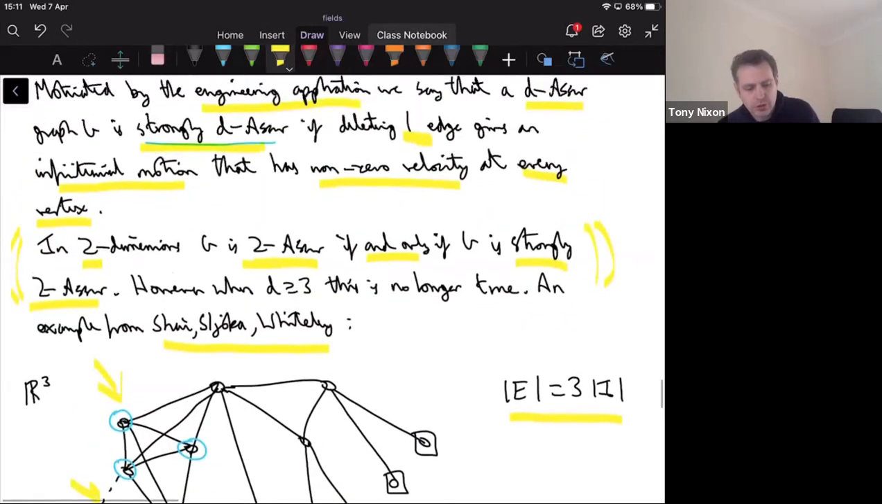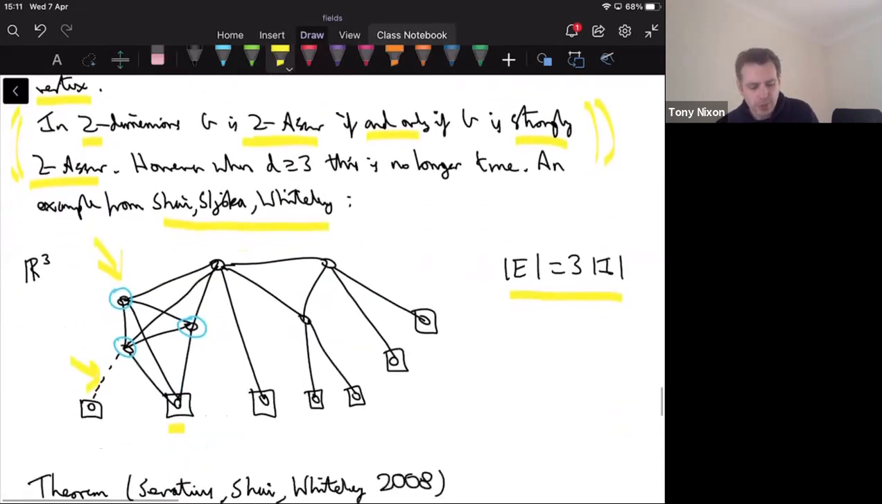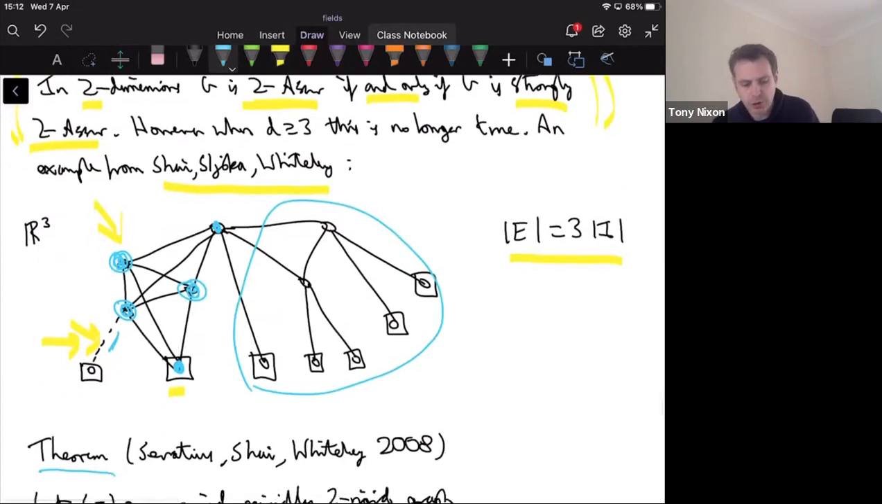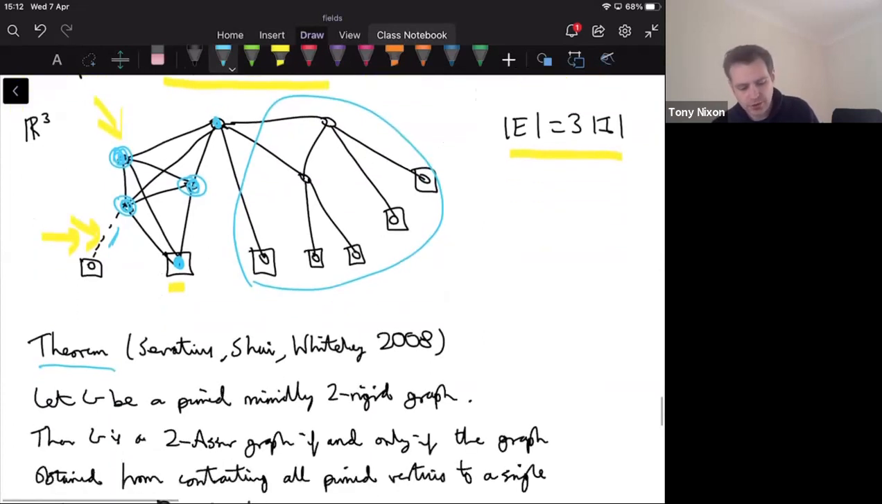And if it was strongly SU, what you would like is that deleting one edge gives an infinitesimal motion that has non-zero velocity at every vertex. But actually, if I delete this dashed edge here, the non-zero velocity only occurs at the blue vertices. So by removing this one, I allow the rotation through the line through those 2, but I don't put any of the other parts into motion. Okay, so this is showing that the SU world does get more complicated when the dimension goes up, even though we can say the nice, strongly connected thing in all dimensions.